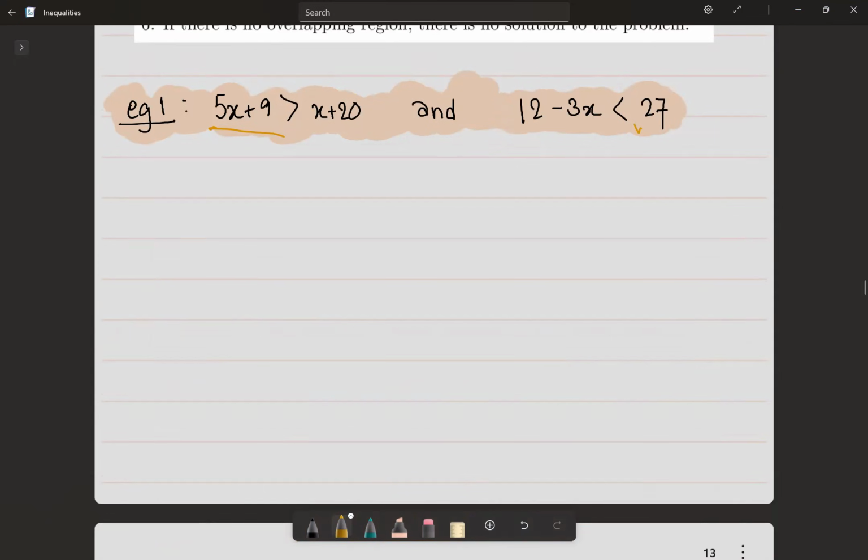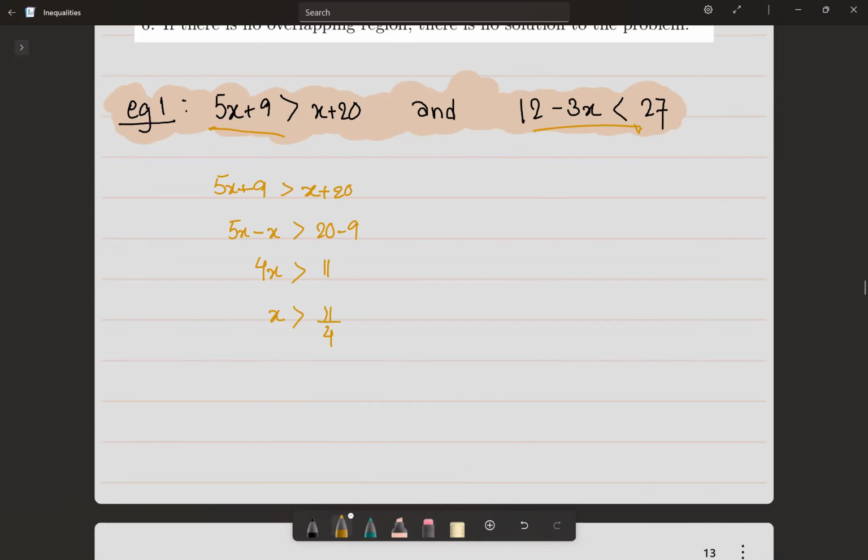So we are going to get 5x plus 9 greater than x plus 20. We write 5x minus x is greater than 20 minus 9, which gives us 4x is greater than 11. When dividing, only when we divide with a negative number does our sign change. We are not dividing with a negative number, so our sign stays as it is, and we get 11 by 4.